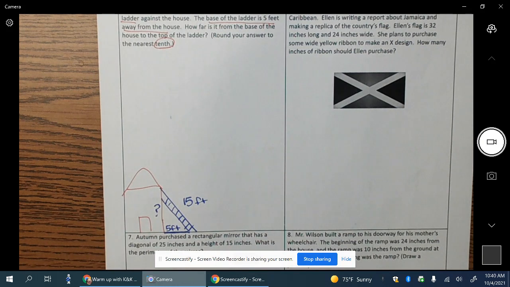Okay? It is very important that you understand how to draw the picture. I know that you know how to do Pythagorean theorem. We've done it over and over and over. I know that you know how to do that. The hardest part is making sure you have the picture drawn correctly.